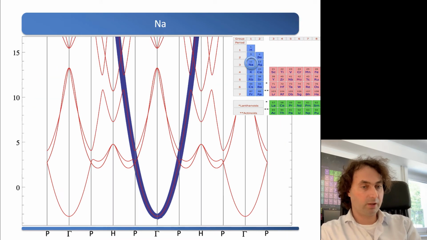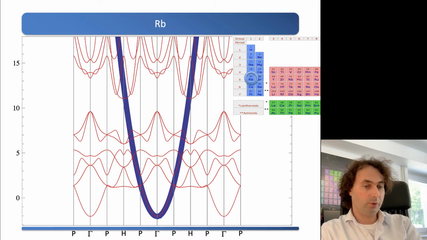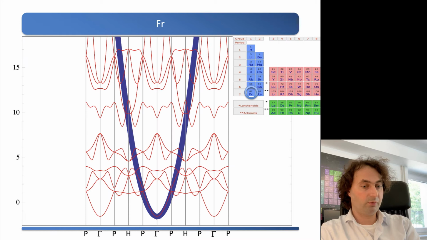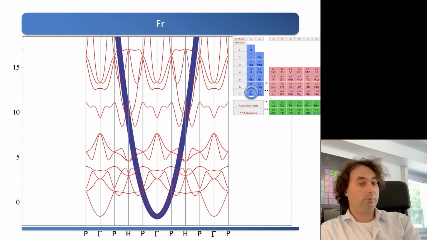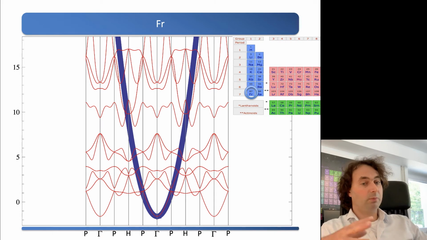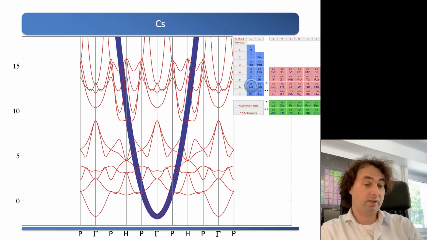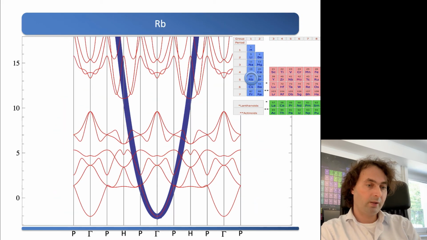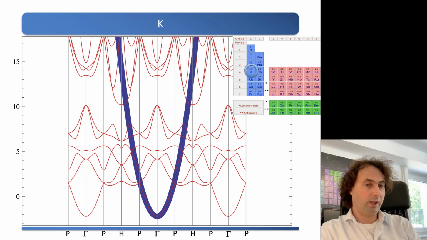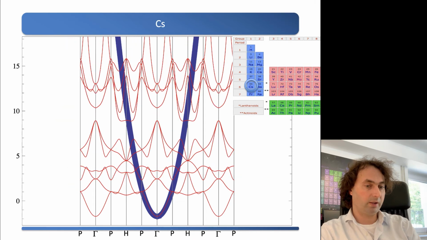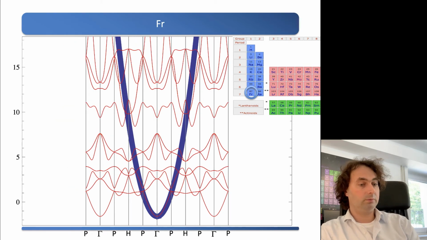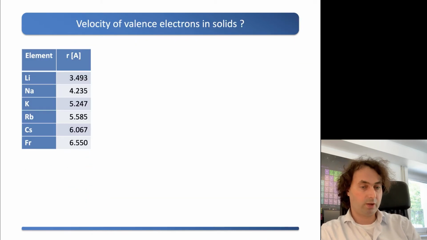So the bands are reasonably free electron-like, especially when you go from lithium to sodium to potassium, rubidium, cesium, francium, just going down into the periodic table. What happens is that the atoms get bigger and bigger, therefore your unit cell gets bigger and bigger, the reciprocal unit cell gets smaller and smaller, and the horizontal scale is the same in absolute units for all elements that we show here, making the Brillouin zone smaller and smaller.